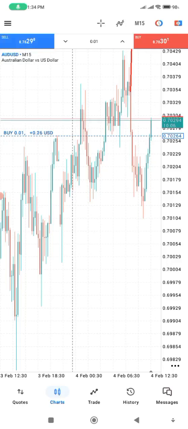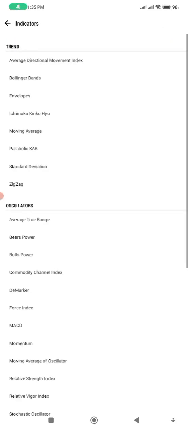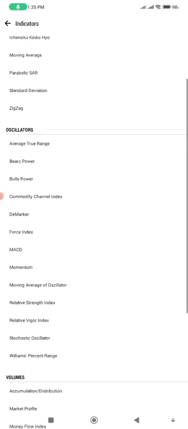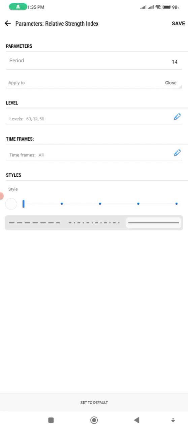Firstly, I want us to understand something about the Relative Strength Index, which is the RSI. The Relative Strength Index is a momentum oscillator that measures the speed and the change of price movement. Now, look at it. It is an oscillator. It is not a trend indicator, but an oscillator.